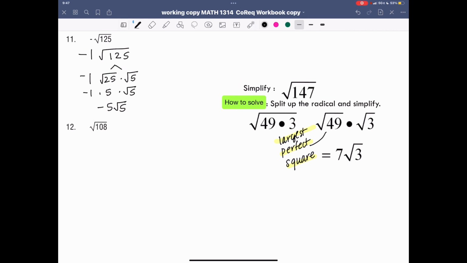And then the last one is going to be 108. So then you're looking for the factors of 108. And that's going to be 36 and 3. Again, you can use your factor chart to do this. So the square root of 36 is going to be 6. We're bringing down the square root of 3. So our solution is going to be 6 radical 3.